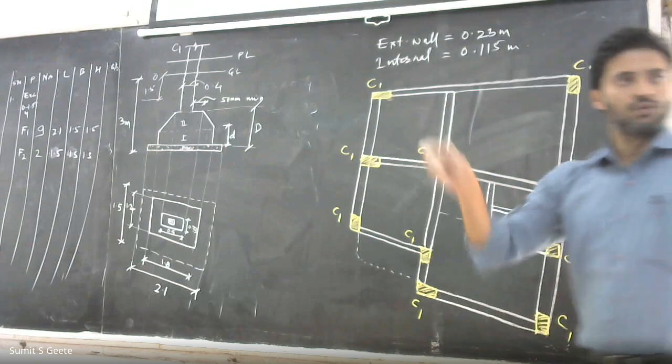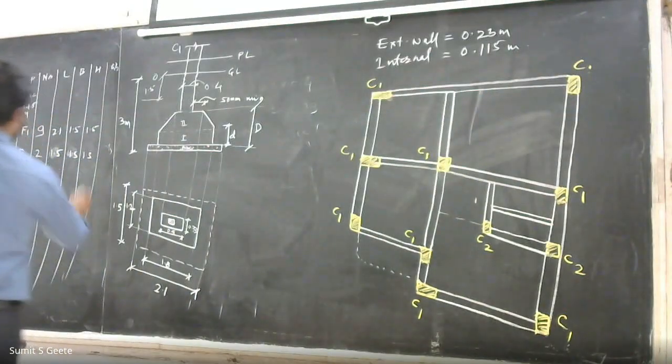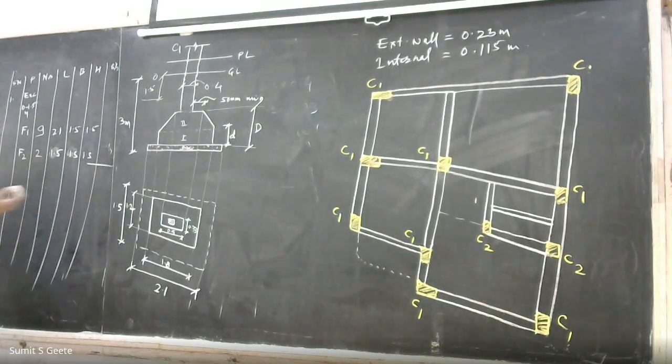Tell me the final total. How much? 42.1. Unit is cubic meter. Say 49. Okay. Now next one.